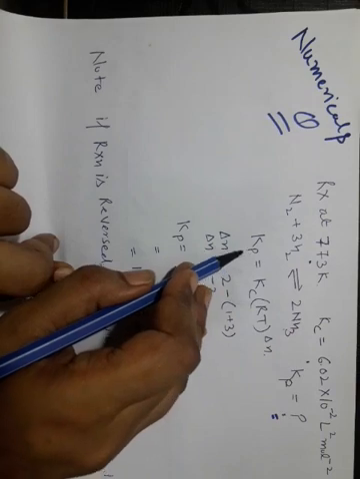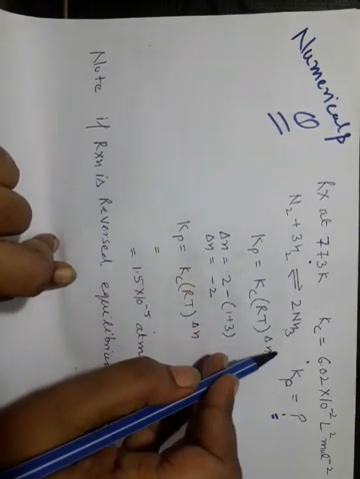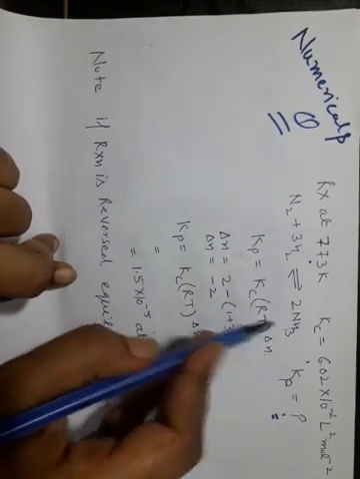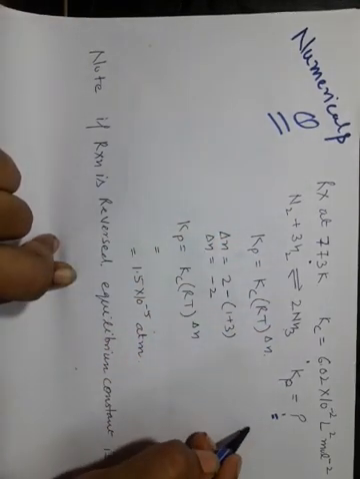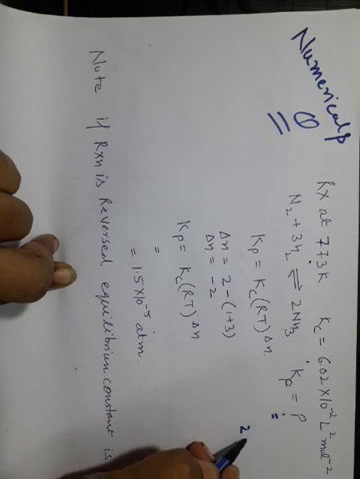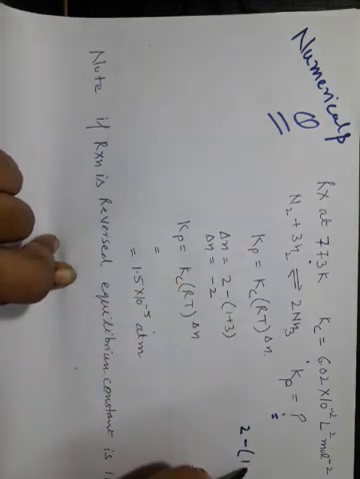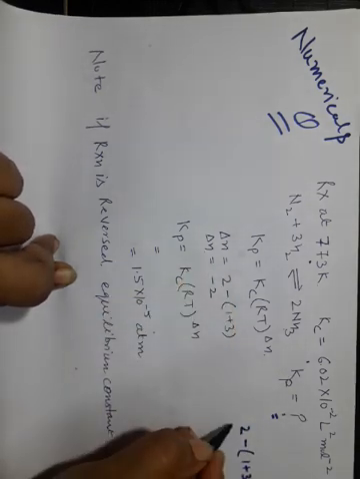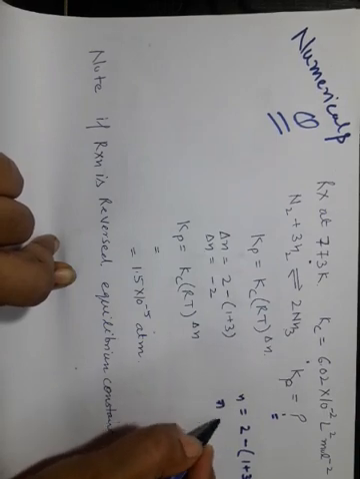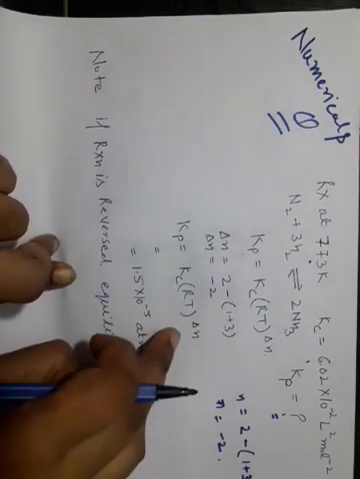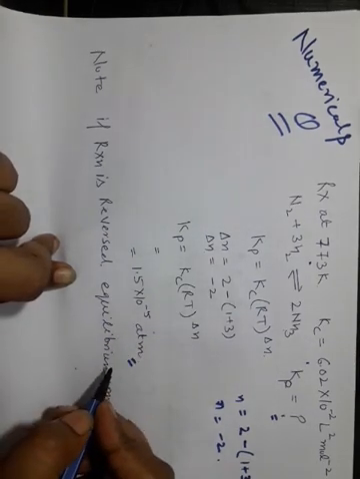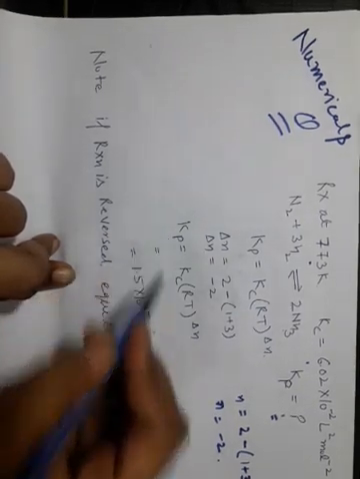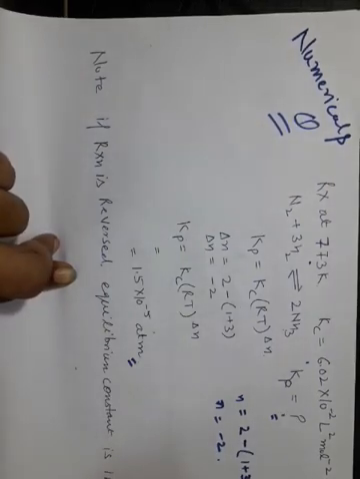Now as we all know, Kp is equal to Kc (RT) to the power delta n. Calculate the value of delta n, that is 2 minus 4, because the product number of moles is 2 and the reactant number of moles is 4. So the value of delta n is minus 2. Place the value in this formula and you get your answer in terms of atmosphere, because you are calculating the value of the equilibrium constant in terms of pressure.